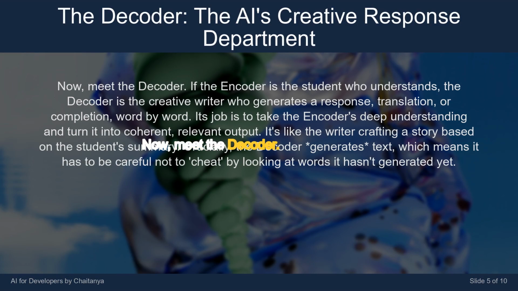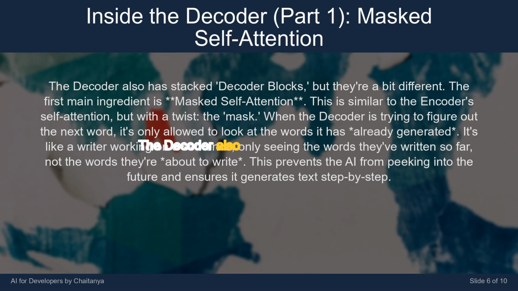Now, meet the decoder. If the encoder is the student who understands, the decoder is the creative writer who generates a response, translation, or completion, word by word. Its job is to take the encoder's deep understanding and turn it into coherent, relevant output. It's like the writer crafting a story based on the student's summary. Crucially, the decoder generates text, which means it has to be careful not to cheat by looking at words it hasn't generated yet. The decoder also has stacked decoder blocks, but they're a bit different.